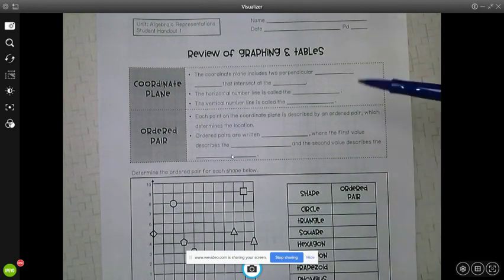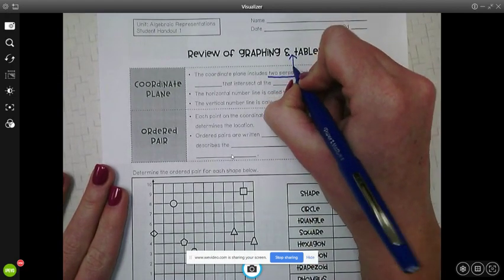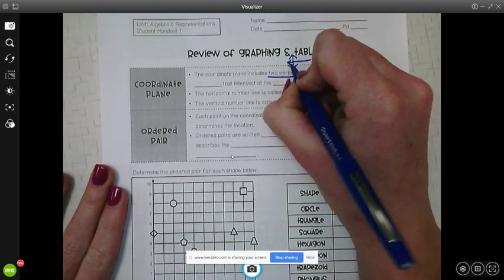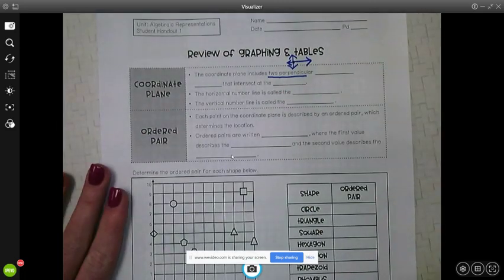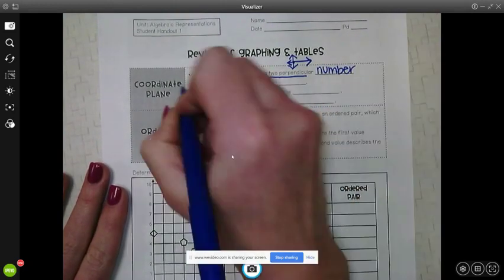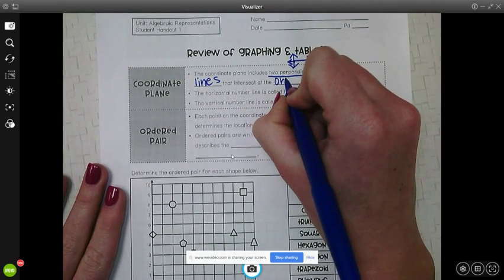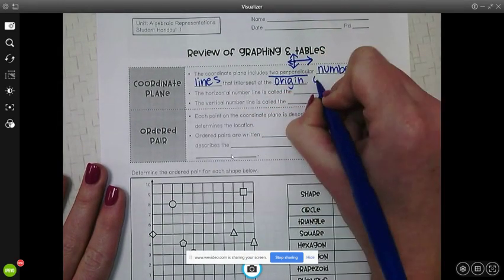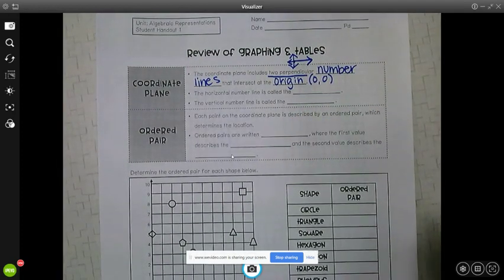Okay, so we're going to start off in this coordinate plane section. It says the coordinate plane includes two perpendicular, and perpendicular means that they go up and down, and they have an intersection that happens right here in the middle. So they make a right angle. So two perpendicular number lines that intersect at the origin, and the origin is found at 0, 0. So that would be its ordered pair, and I'll talk more about that in a second.